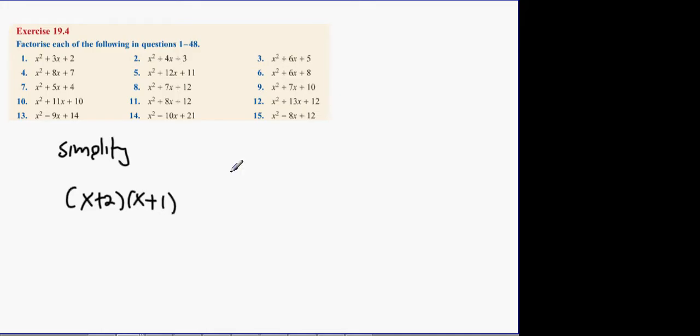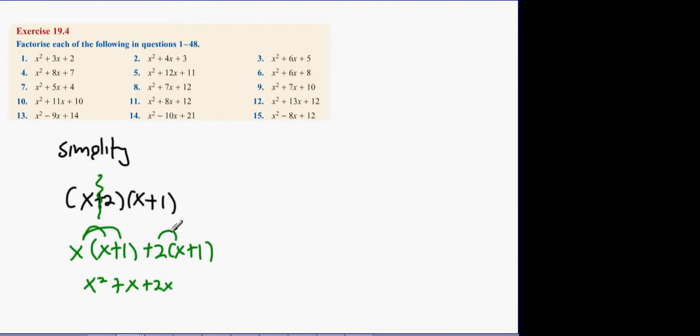To multiply these out, what we do is we cut the first bracket in half, and we multiply whatever is in the first bracket by whatever is in the second bracket, okay? So it's going to be 2 times x plus 1. Everybody happy with that? Then multiply it out, we got x squared plus 1x plus 2x plus 2. And then our answer would be x squared plus, anybody? 3x. 3x in the middle plus 2.